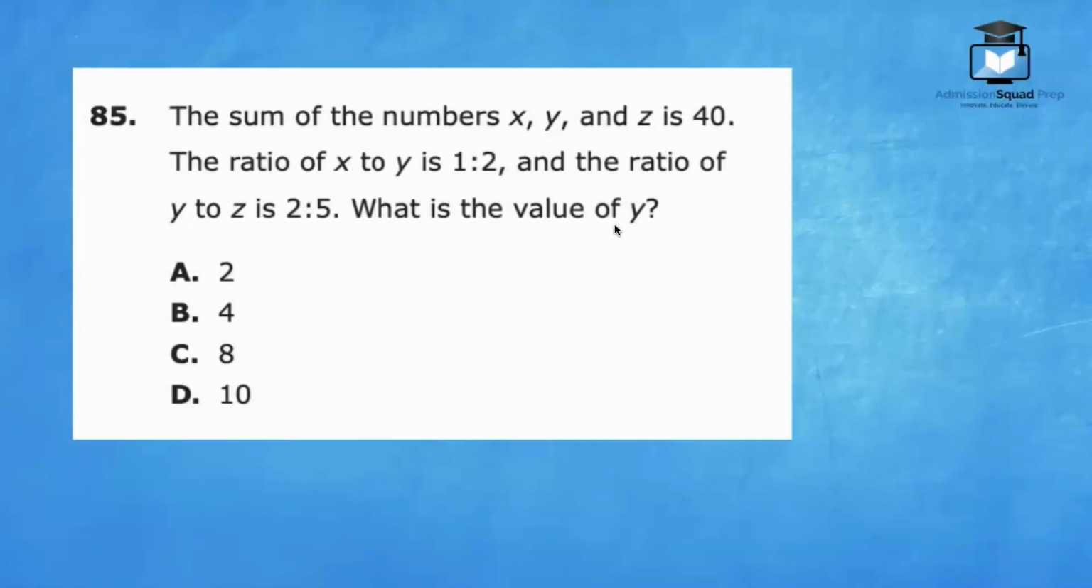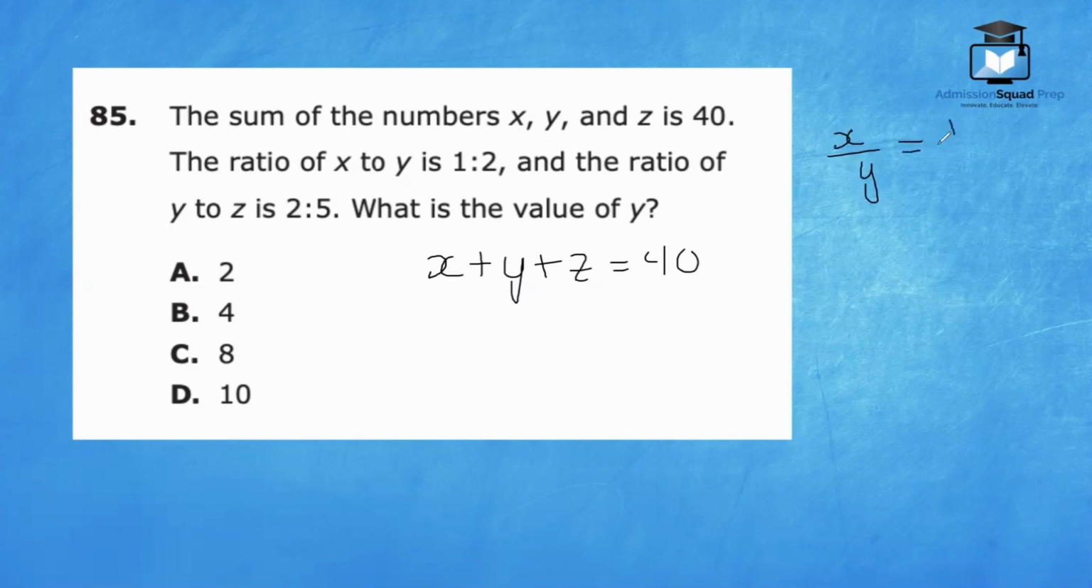Number 85, the sum of the numbers x, y, and z is 40. The ratio of x to y is 1 to 2, and the ratio of y to z is 2 to 5. What is the value of y? So our equation is x plus y plus z equals 40, and we want to solve for y. Ideally, we want to rewrite x and z in terms of y. Our first ratio tells us that x to y, or x over y, equals 1/2.